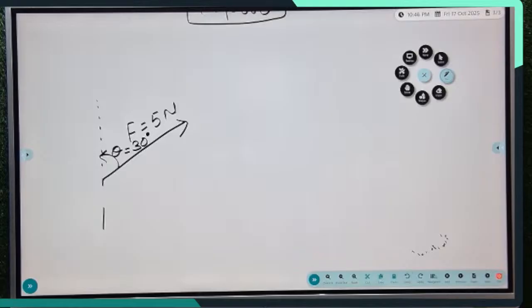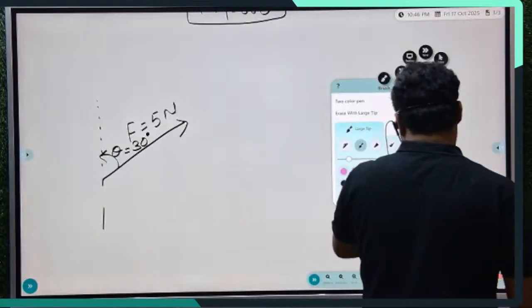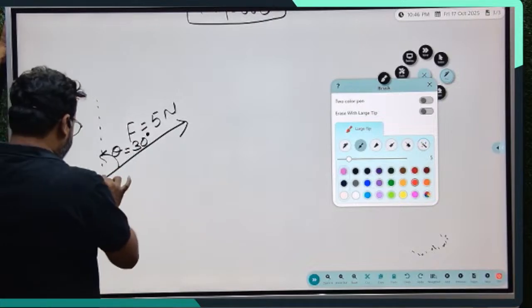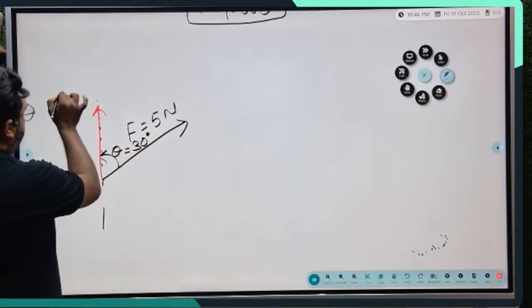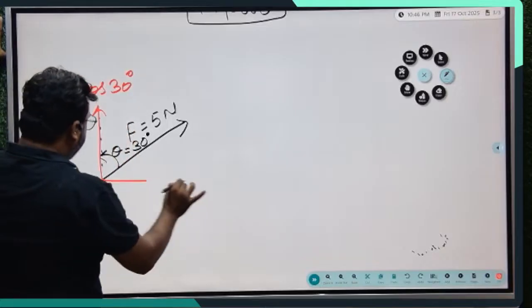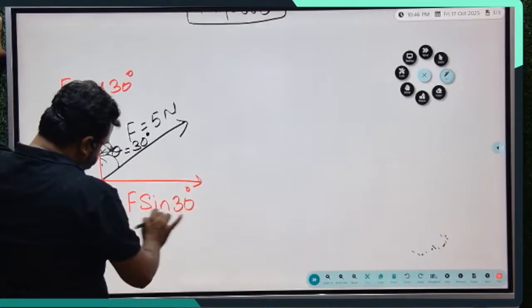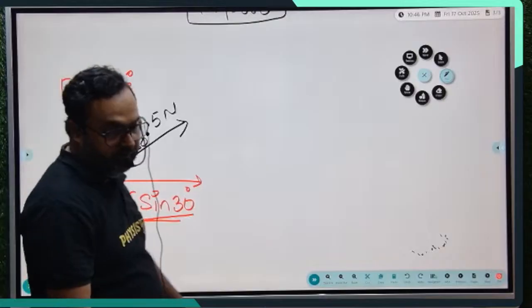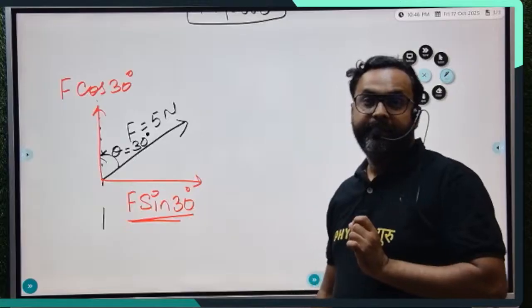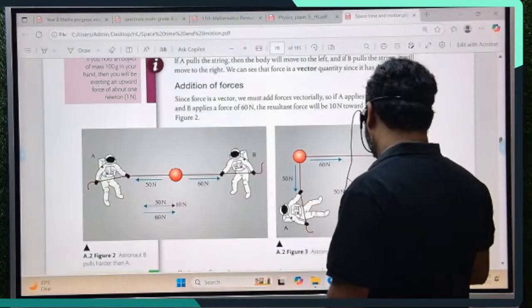So from where the angle is measured, that particular component is cos theta. As I have told you, the angle is always measured in the anti-clockwise direction. So this component will be f cos 30 degree, and the perpendicular to it will be f sin 30 degree. This is how we generally resolve vectors. Any doubt?